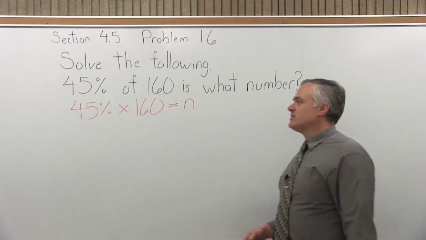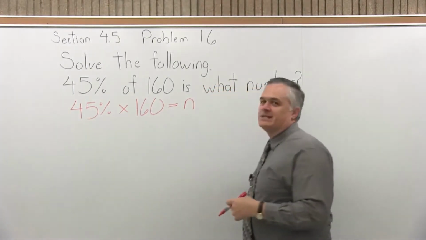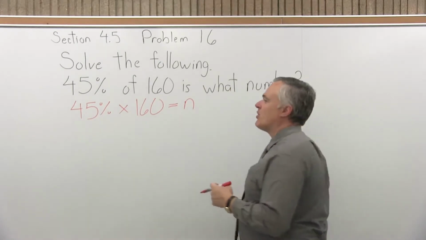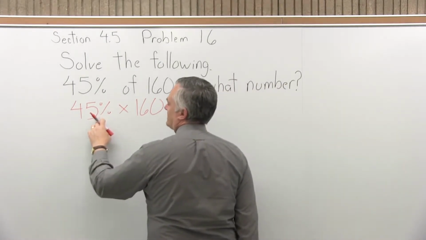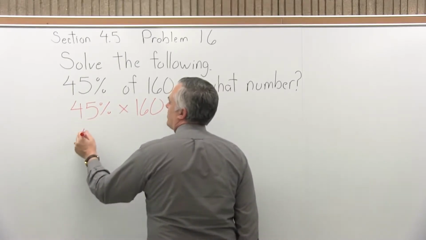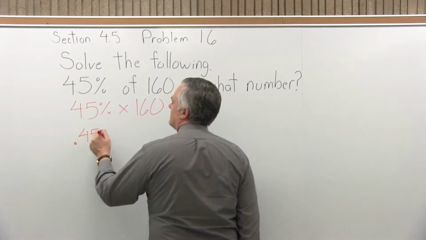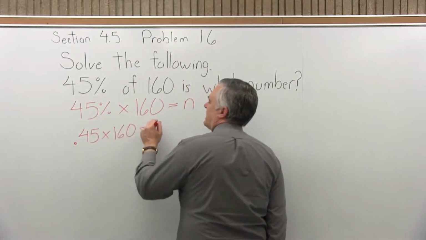If we actually do the math to solve this, I would prefer to have the 45% written in its decimal form, so 0.45. The decimal point's understood to be after the 5. To make it a decimal, you move it 2 digits to the left. So it becomes 0.45 times 160 equals n.